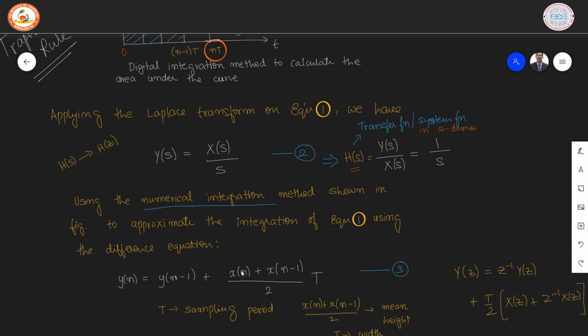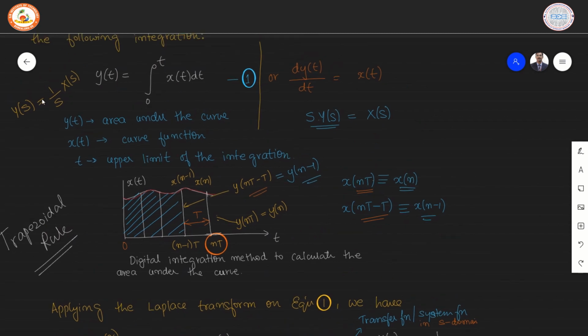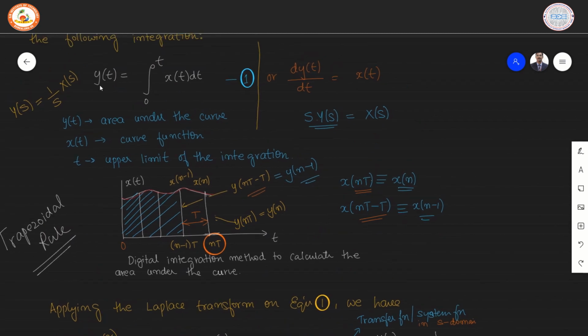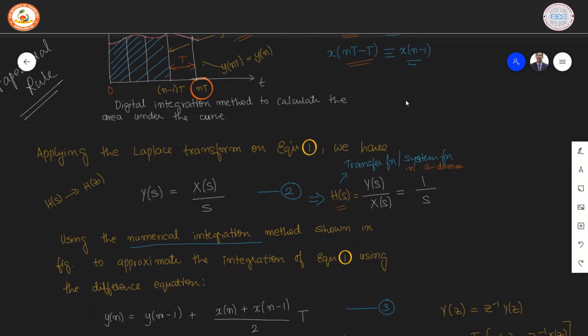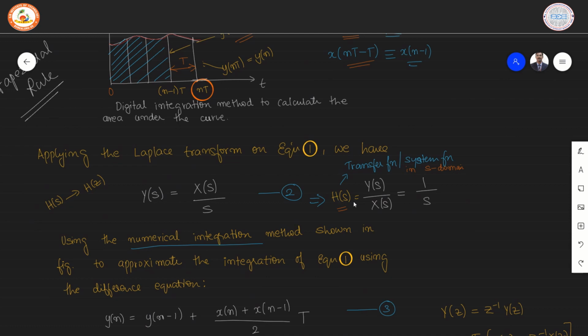Now, from the previous application of the Laplace transform, we have seen that the Laplace transform of equation 1 is Y(s) is equal to 1 by s times X(s). If we convert it to a transfer function, then H(s) is equal to the ratio of Y(s) by X(s), which is equal to 1 by s. This is called the transfer function or system function in the S domain.